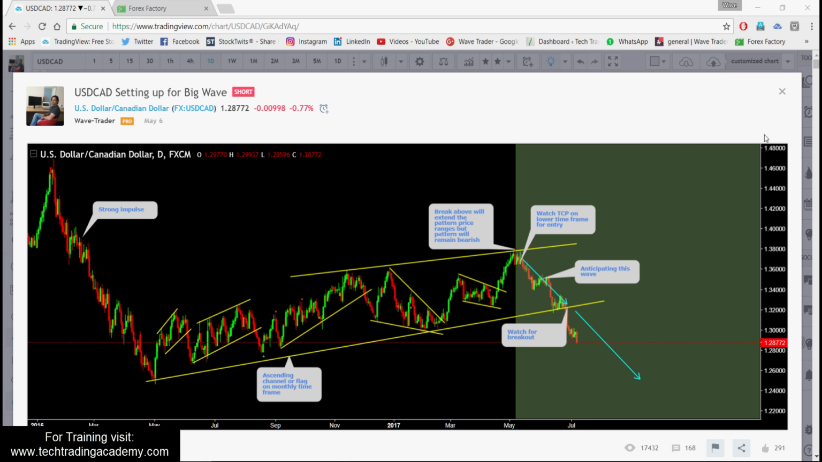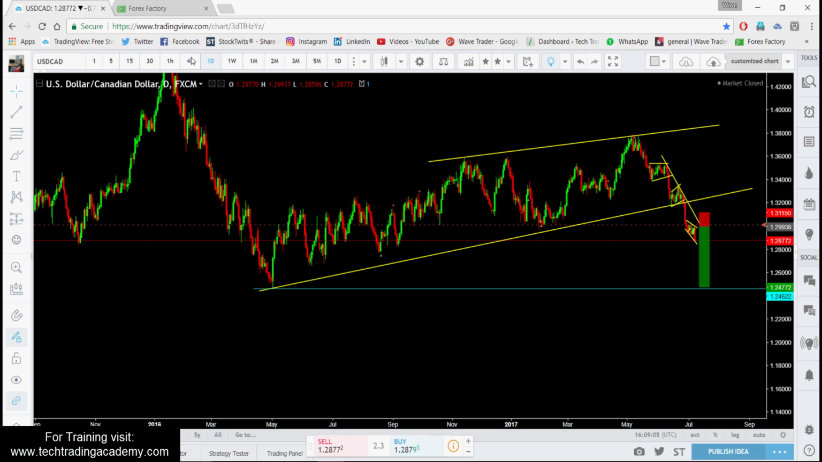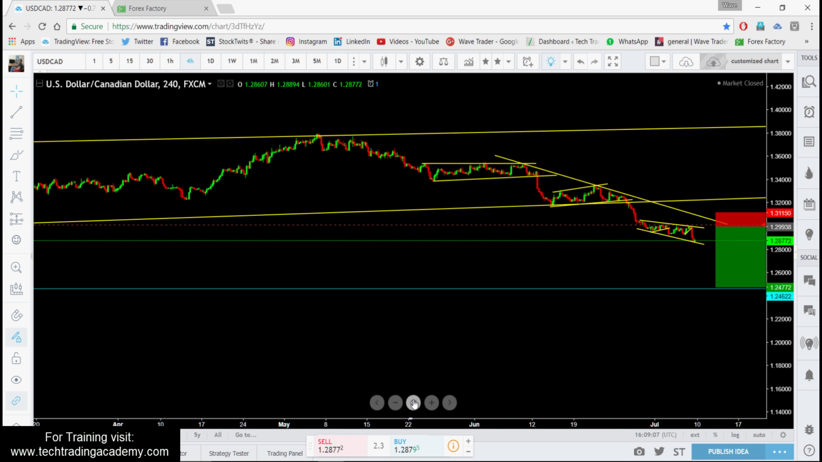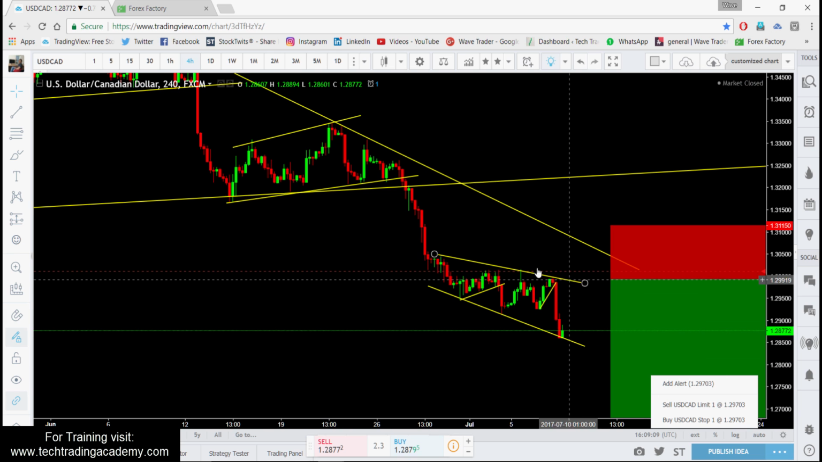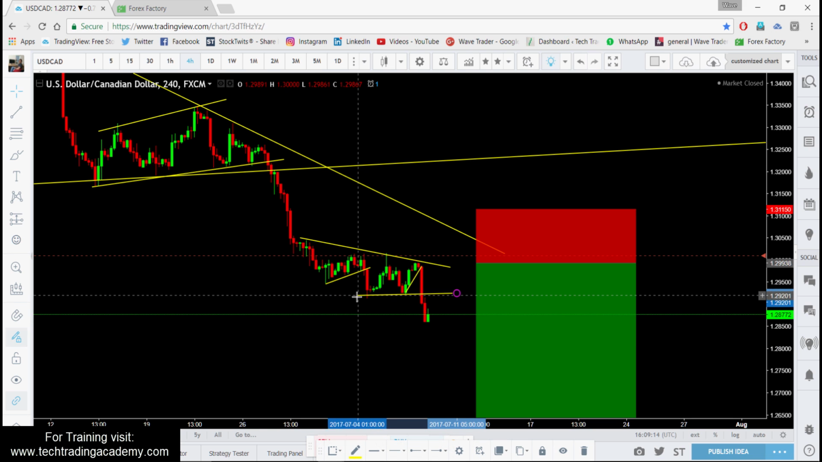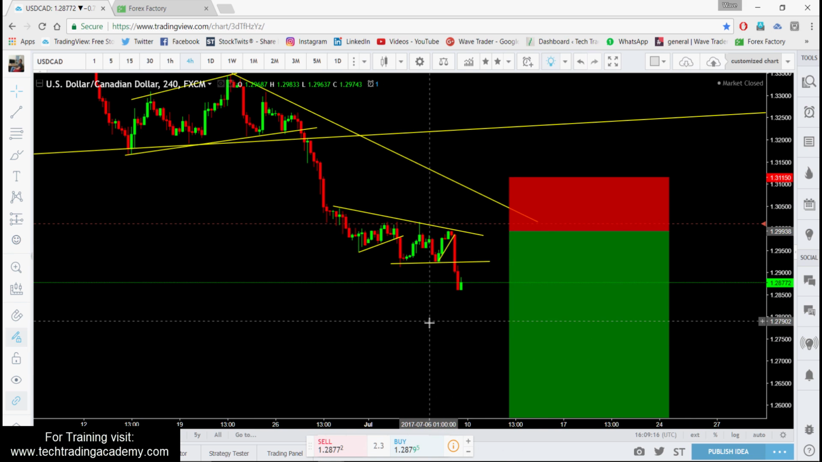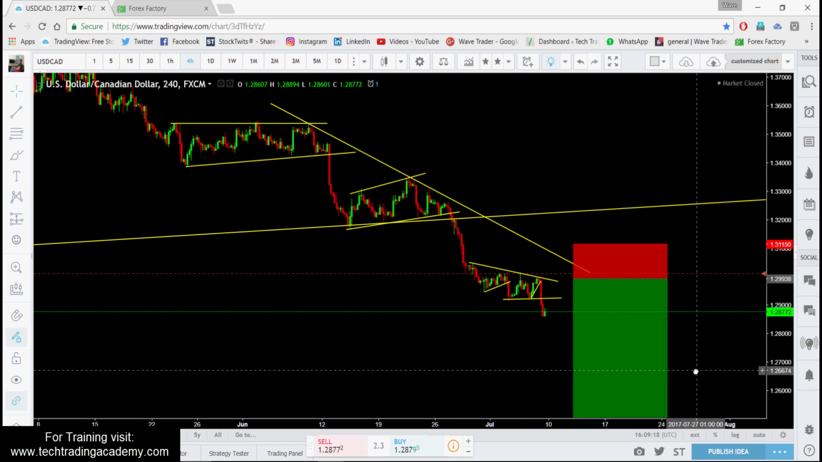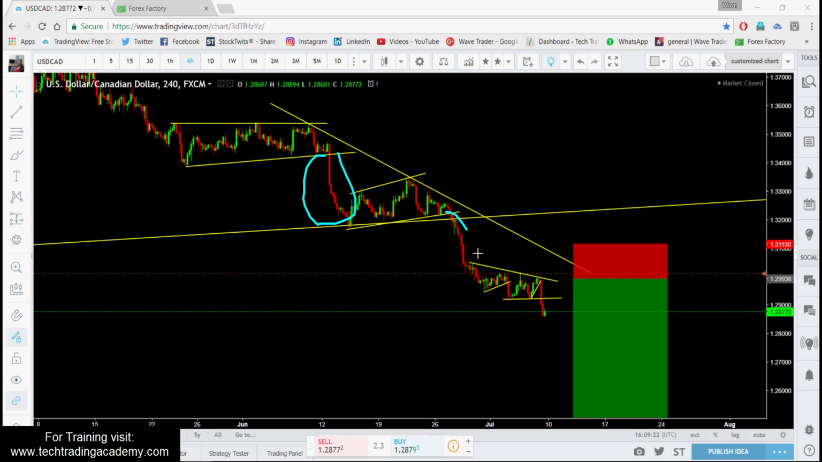For that, we need to look for continuation formation, lower degree continuation formation. The previous continuation formation was this one. So still in strong trend. We can see that this pair is still in strong trend. Buyers are not getting into the market. You can see sideways continuation here at this area again.